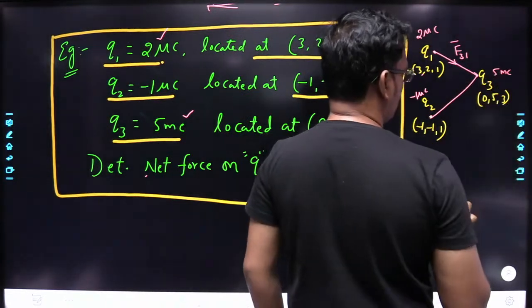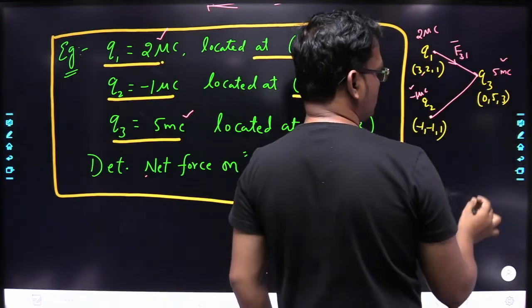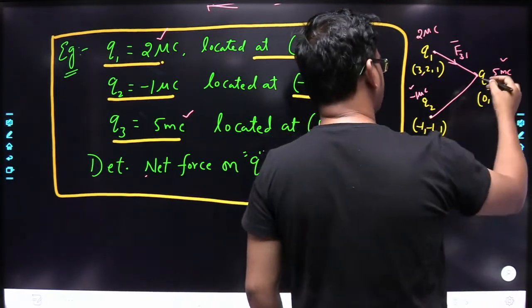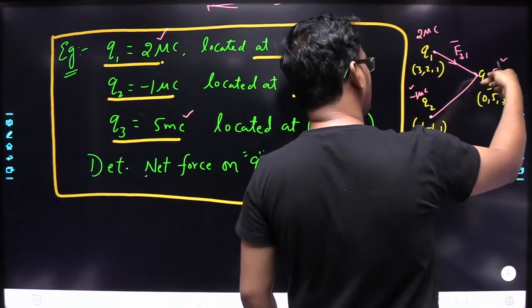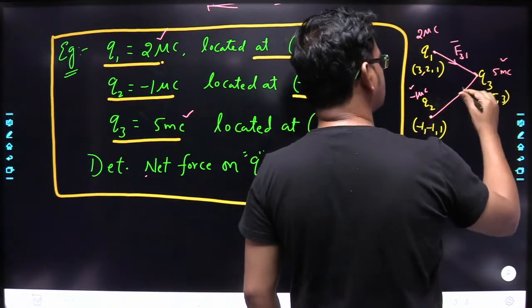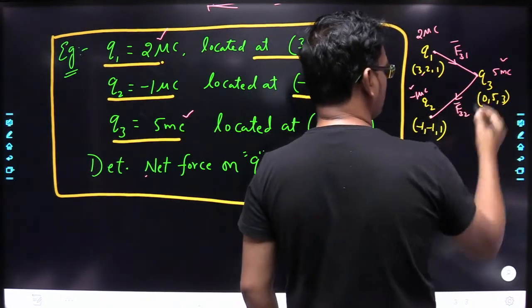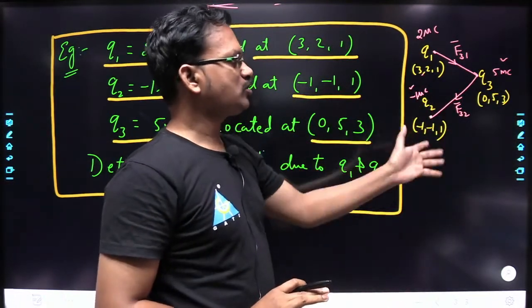due to Q2. Now here Q2 is minus 1 microcoulomb, Q3 is 5 millicoulomb. So both are of opposite polarity, yes or no? So that means it is going to have attractive force. That means Q3 is going to experience the force towards Q2. So the force on 3 due to 2 is going to point in this direction. So first represent this one. Now it is going to be very simple.